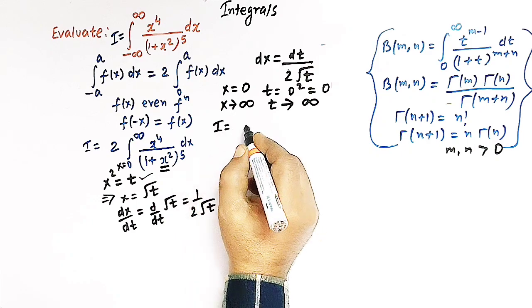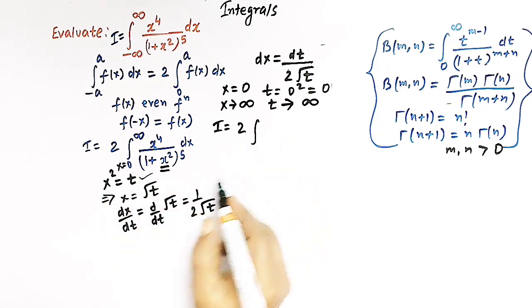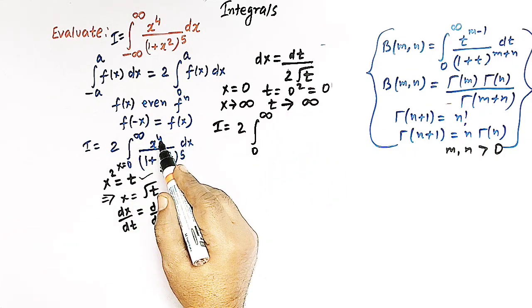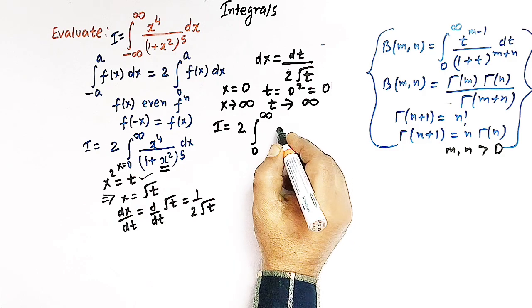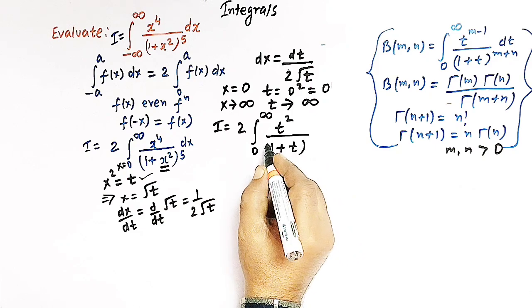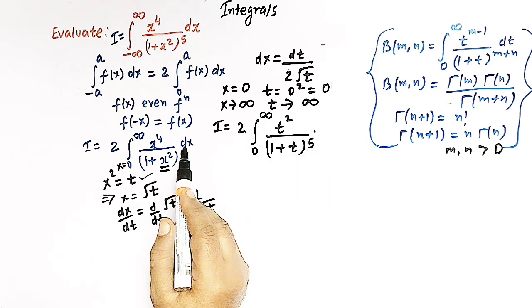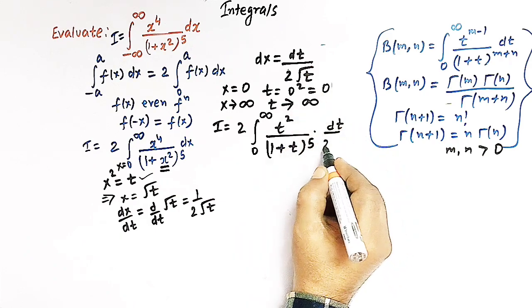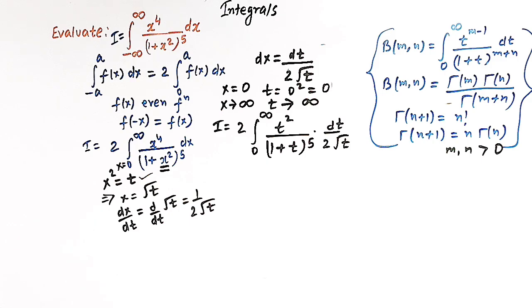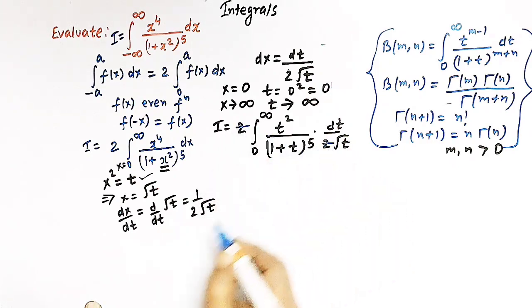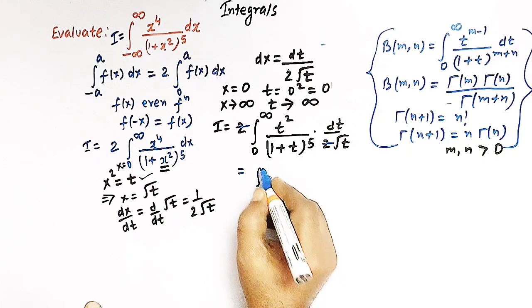So now let us write this integral in terms of t. So we have I, and this is 2, and then we have 0 to infinity, the limits remain the same, and x raised to 4 can be written as t square, and then we have 1 plus t raised to 5, and for dx we can write 1 over, dt over 2 times square root of t. So now we can easily observe that this 2 and this 2 get cancelled.